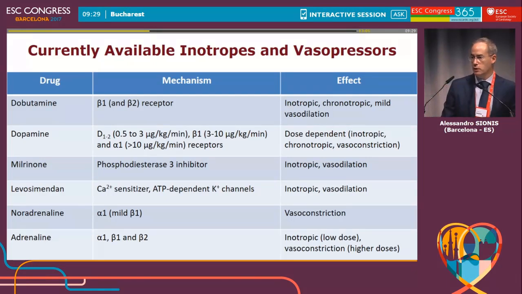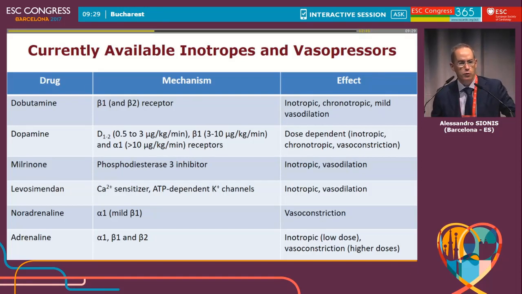Here is a table that I've made with the main drugs that we all have in our hospitals. You can see dobutamine, you can see dopamine, and dopamine is a tricky drug to use. You all know that the effect of this drug is very dose dependent. It's really kind of difficult to know what you're doing with dopamine with your patient. Then we have milrinone, levosimendan, noradrenaline, and adrenaline. And I'm not going to tell you again about their mechanism of action. It's well known. What I'm going to try to show you is some of the evidence.